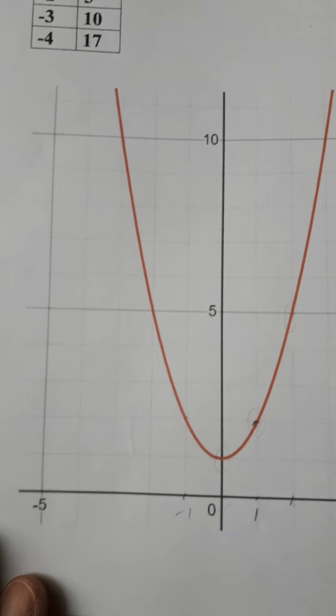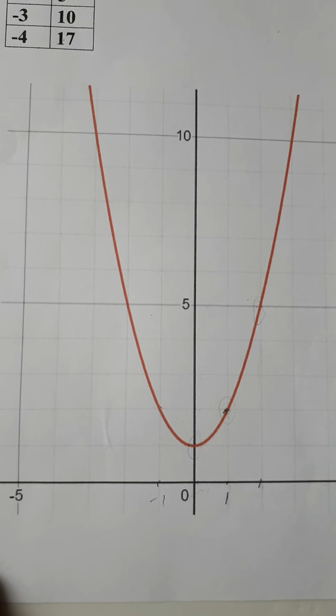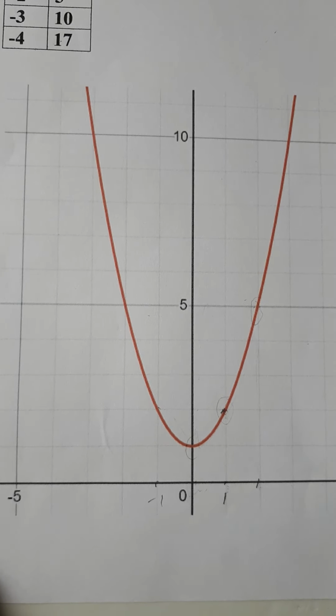And in our next lesson, we are going to see different situations in these parabola lessons.